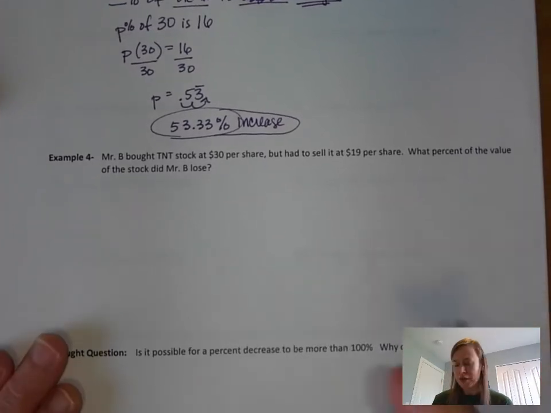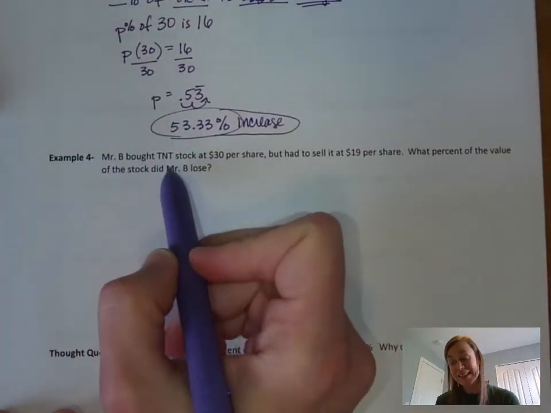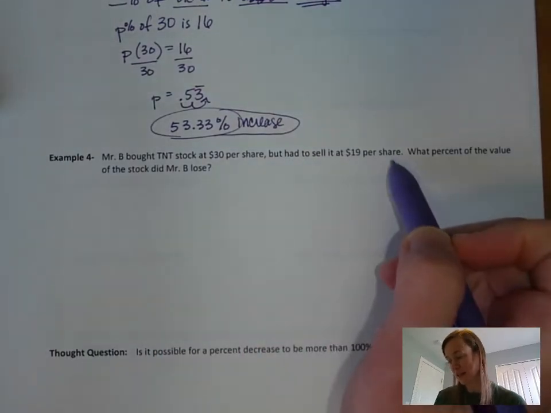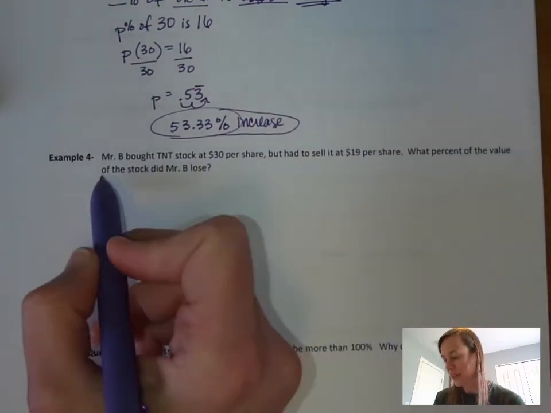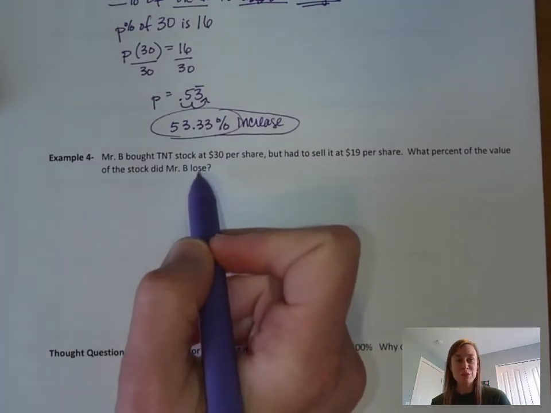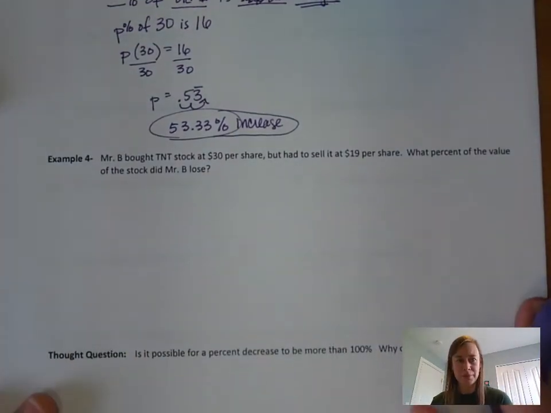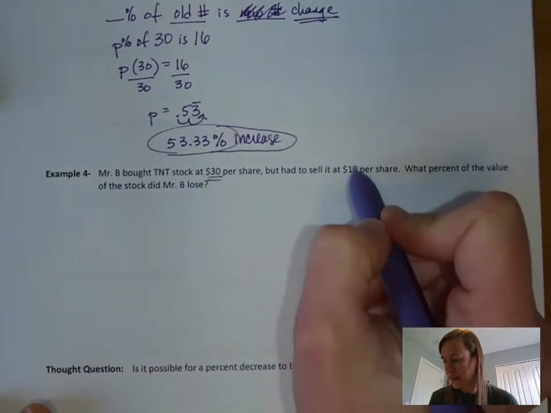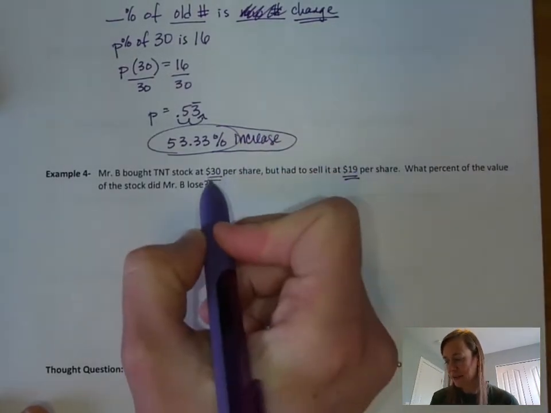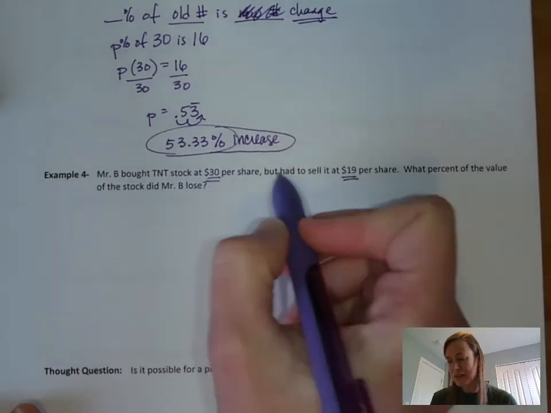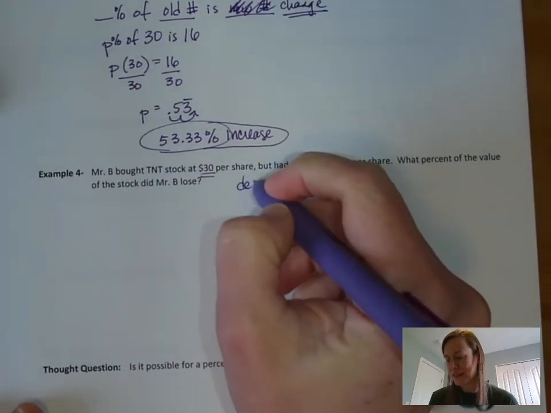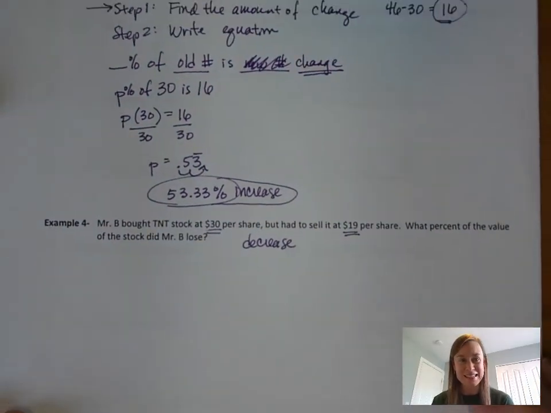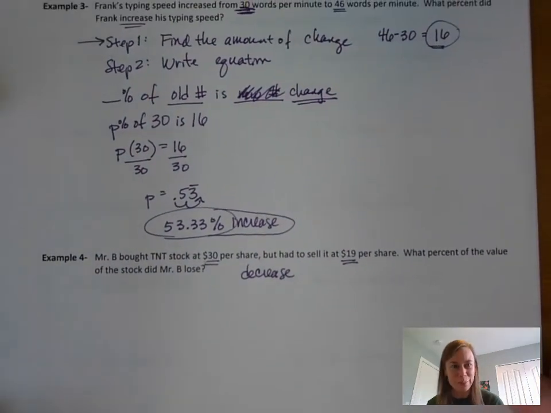All right, in example 4 it says Mr. B bought TNT stock at $30 per share, but he had to sell it at $19 per share. What percent of the value of the stock did Mr. B lose? Okay, so he bought it at $30 and then he sold it at $19. So did we have an increase or a decrease situation? This is a decrease, right? Because the price went down, which is not what you want when you're buying and selling stocks, right? You want your money to go up.